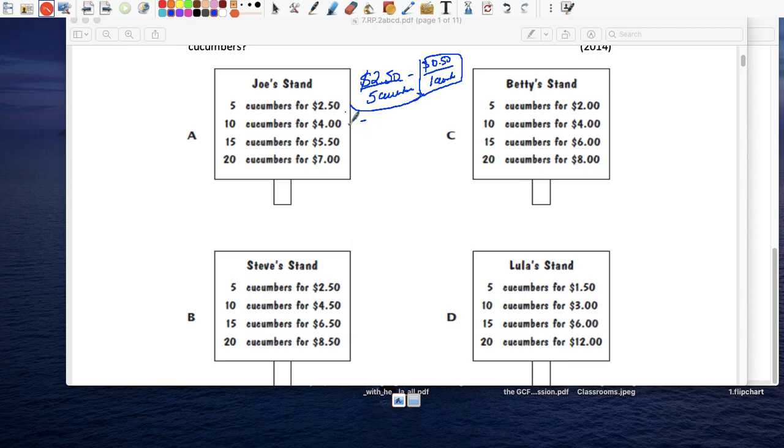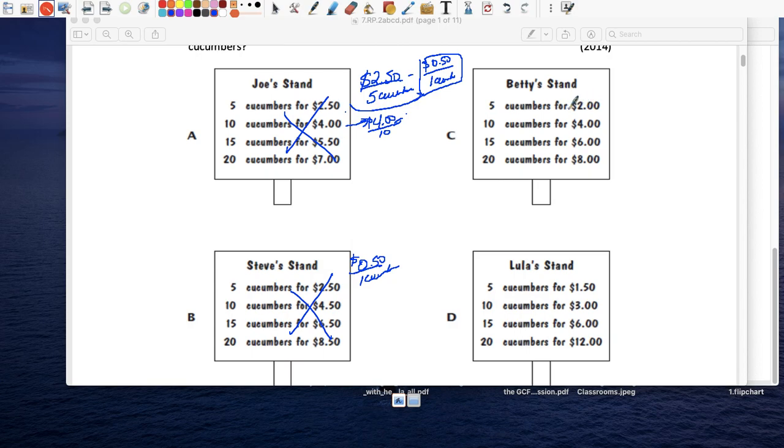Notice that already for letter A, it says 4 cucumbers for $4. I bought 10 cucumbers, which means it's 40 cents per cucumber. So this is already not proportional, so that's gone. B, again, we already know the unit rate is 50 cents for one cucumber. If you do the second one, $4.50 for 10 cucumbers, that means it's 45 cents per cucumber. The unit rate is already different, so this is not proportional. They all should be the same.